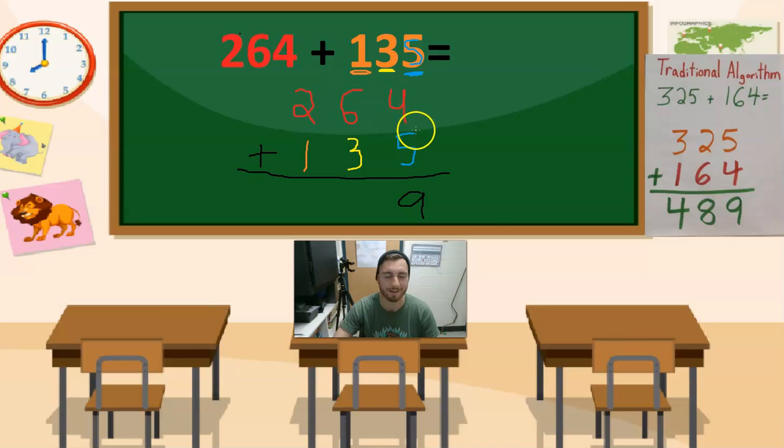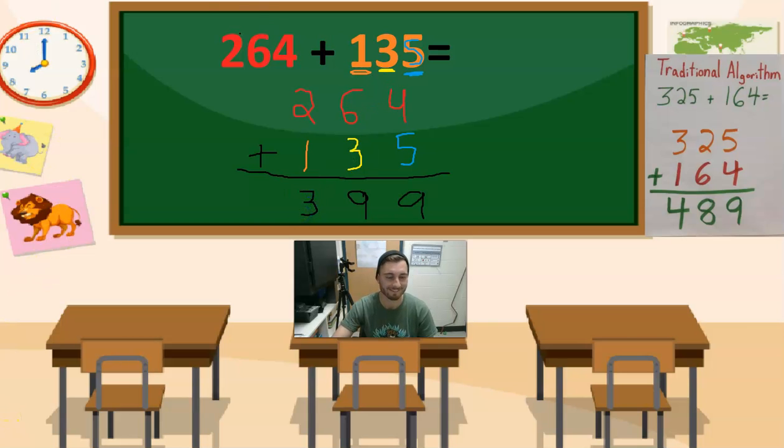We go to our tens. We have 6 tens plus 3 tens. How many tens do we have? 9 tens. Finally, we go to our hundreds. We have 200 plus 100, and that, of course, will be 300.